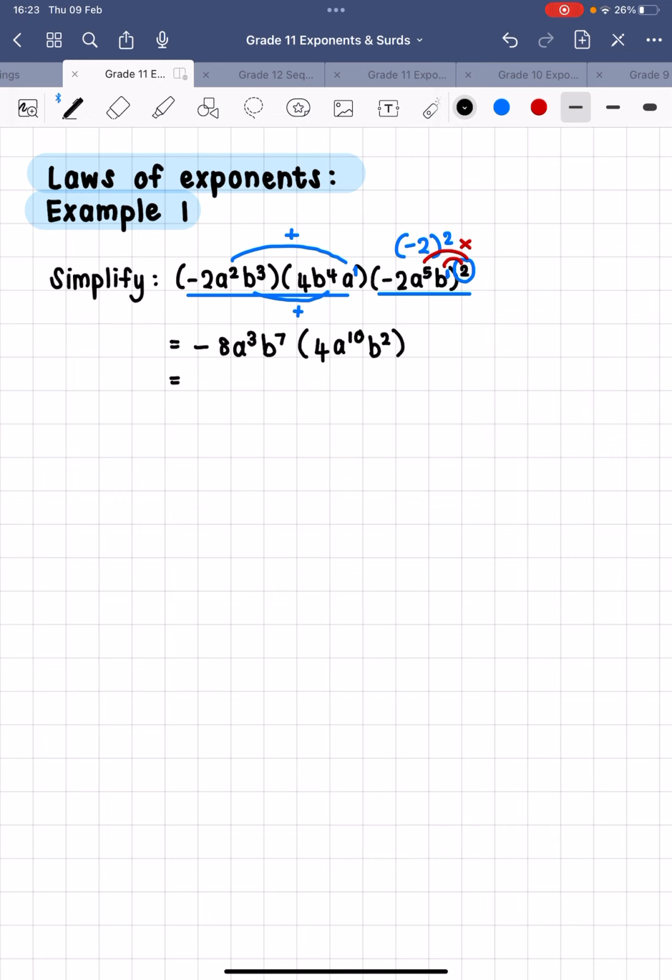Now we can finally multiply the product of our first two brackets by our third bracket that has now been raised to the power of 2. We have -8 times 4, that is -32. Now we have a to the power of 3 times a to the power of 10. Again, they have the same bases, so we're going to keep that base and add the exponents together. We then have b to the 7 and b to the 2, the same bases, so we are going to add those two exponents together, and that is our final answer.